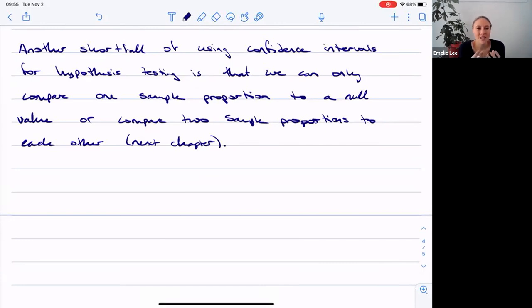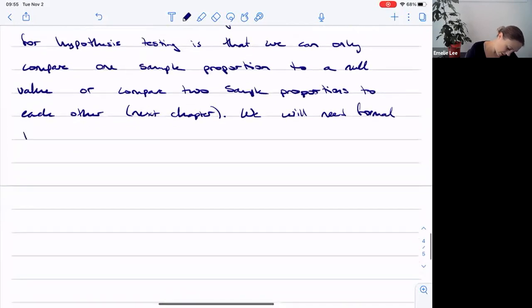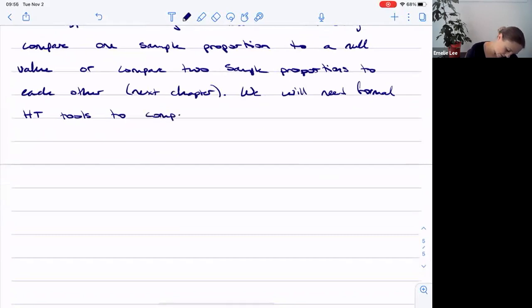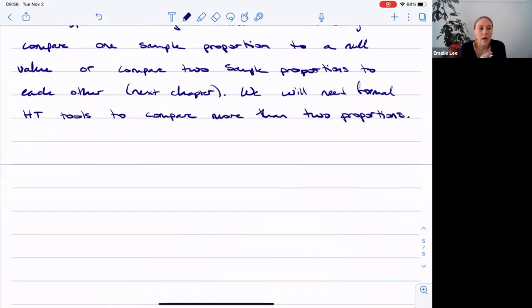We'll need formal hypothesis testing tools that extend to multiple proportions, to compare more than 2 proportions. That's fine. But that's kind of where using a confidence interval ends, and then we'll rely more on the p-value approach.